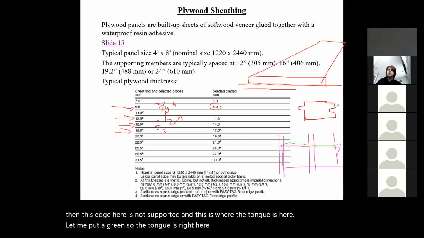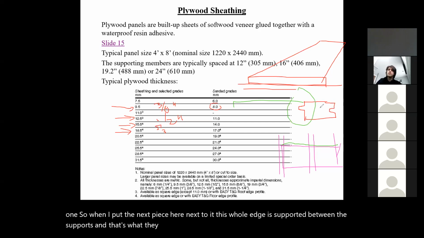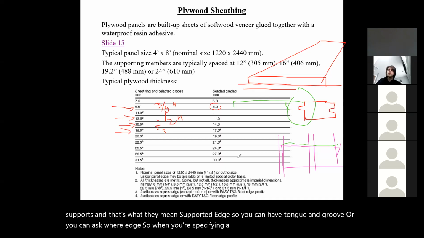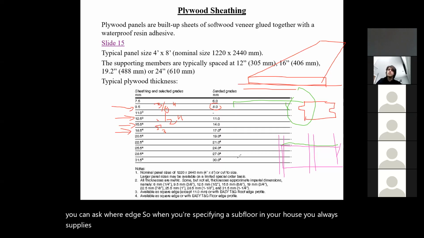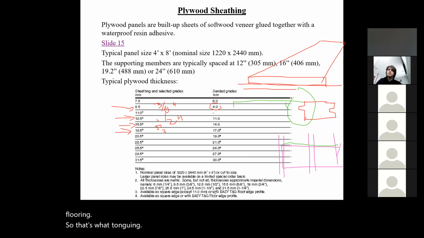When I put the next piece here next to it, this whole edge is supported between the supports. And that's what they mean by supported edge. So you can have tongue and groove, or you can have square edge. When you're specifying a subfloor in your house, you would always specify, for example, 5/8 of an inch tongue and groove plywood, so that the edges are all supported. This way it's going to minimize any damage to your flooring. So that's what tongue and groove is.